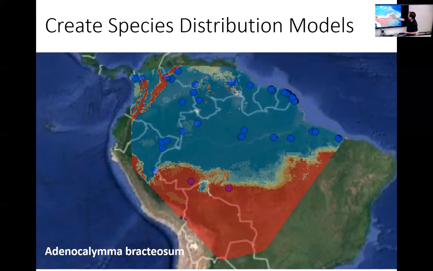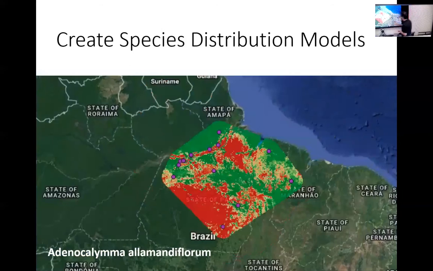Here, the areas shown in blue are considered to be highly suitable habitats. The areas shown in yellow or orange or red are more unsuitable habitats. You can see a couple of these points actually fall into unsuitable areas, but the models allow for some amount of omission. So this is for Brachyosum, and here is the model for Almeniflorium.